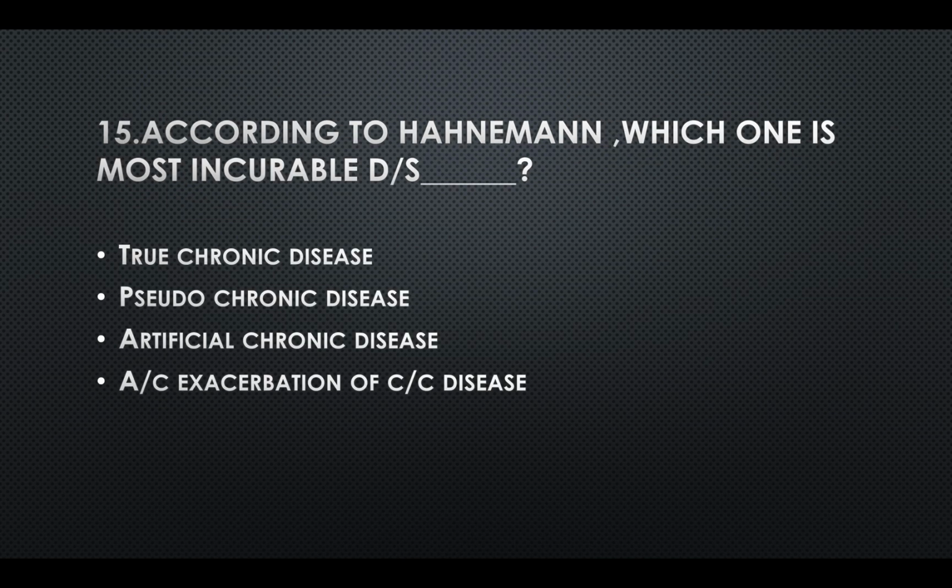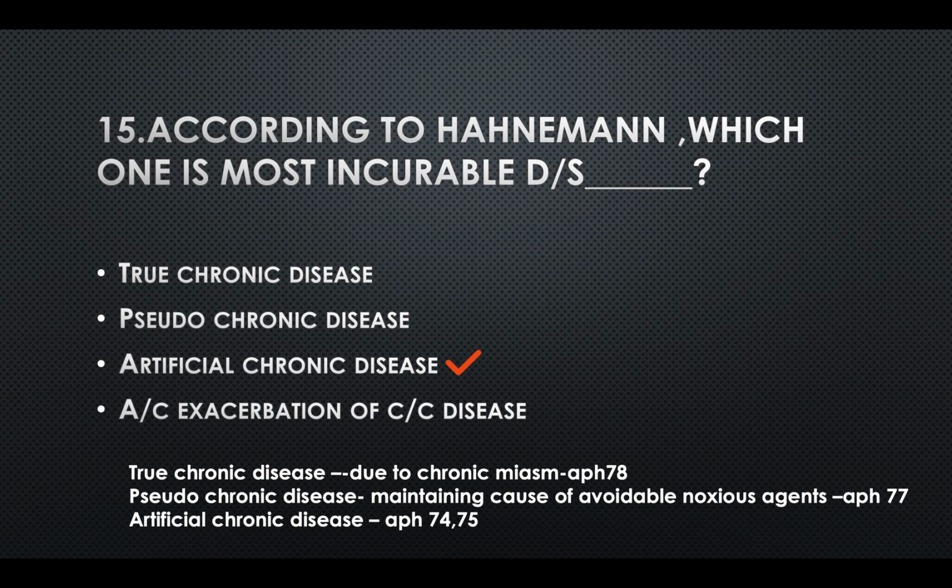According to Hahnemann, which one is the most incurable disease? Option A true chronic disease, option B pseudochronic disease, option C artificial chronic disease, option D acute exacerbation of chronic disease. Answer: option C artificial chronic disease. True chronic disease is due to chronic miasm, explained in aphorism 78. Pseudochronic disease is due to maintaining cause of avoidable noxious agent, aphorism 77. Artificial chronic disease, aphorisms 74 and 75.